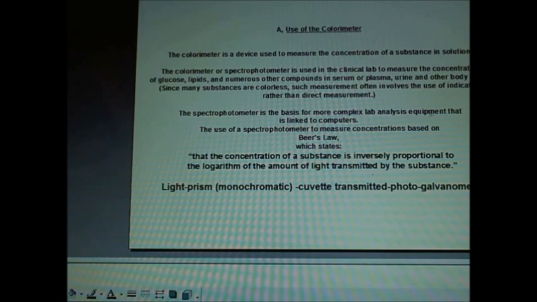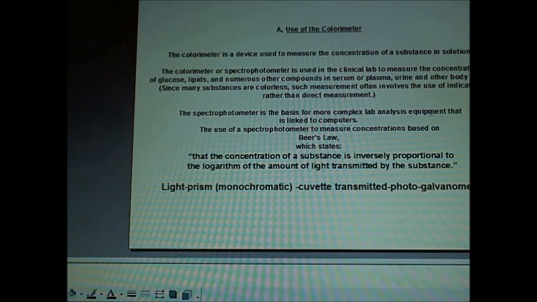Now, sometimes we will use a colorimeter to measure a substance that does not have color, and obviously it has to have color for a colorimeter to work. At that point, we will use an indicator. The one I gave you in class is, for glucose, we used to use what they call an O-toluidine. You would put the sample in, and you would boil it, and it would turn this nice color of blue. And depending on how blue it is, you could tell how much glucose is in there.